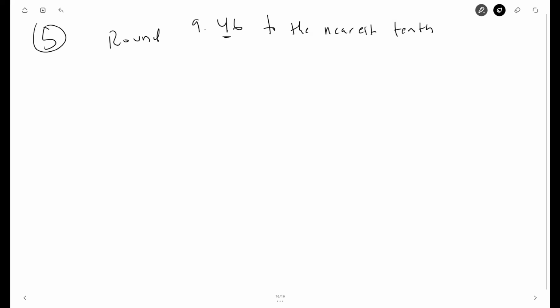Problem number 5. Round 9.46 to the nearest tenth. So here, the nearest tenth is here. That means that we need to look at the number to the right. Is 6 greater than or equal to 5? Yes. That means that we need to add 1 to 4. So that would be 9.5.